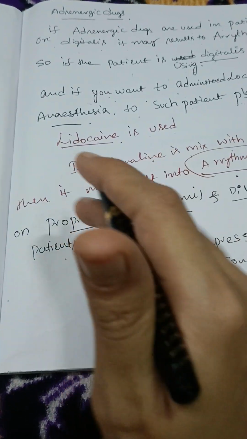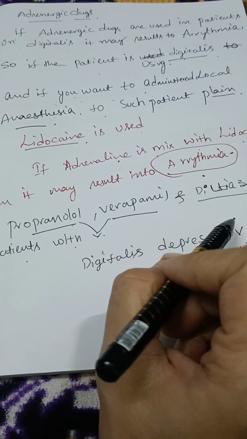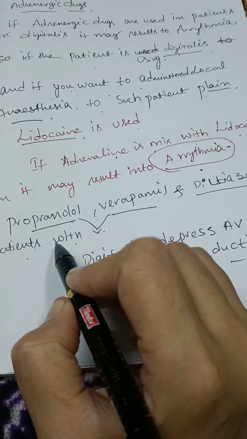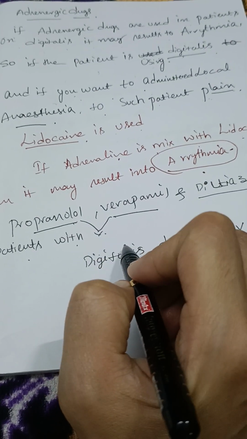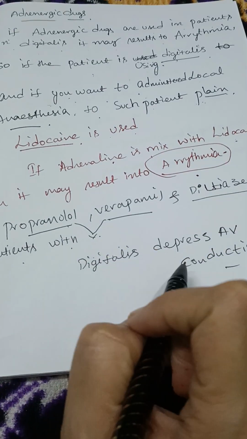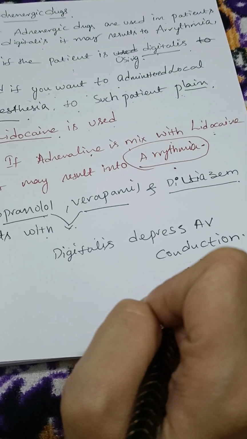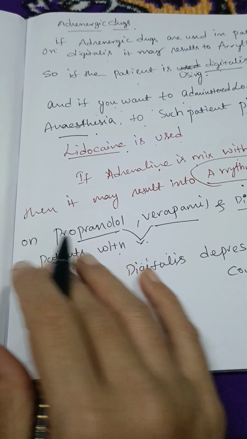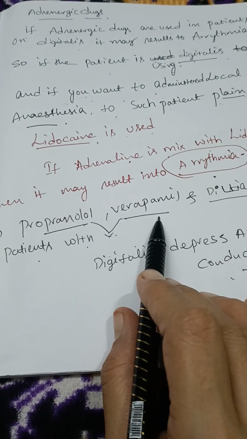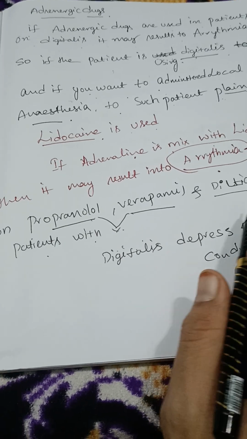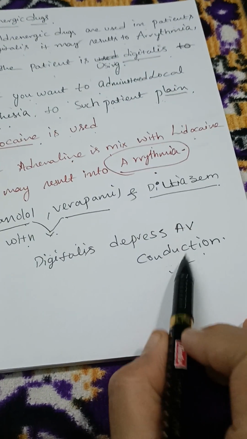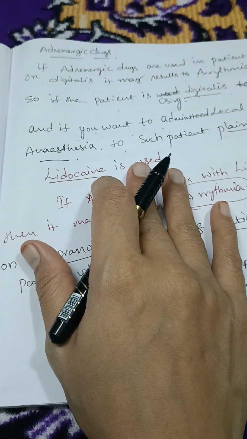Now coming to propranolol, verapamil and diltiazem. When we give digitalis with propranolol, verapamil, diltiazem on patients, it depresses AV conduction. These are some of the interactions of digitalis.